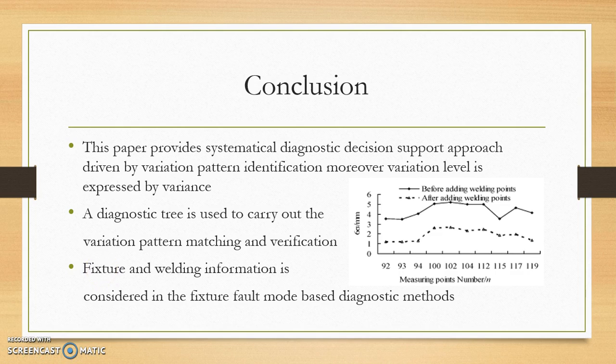Conclusion. This paper provides a systematic diagnostic and decision support approach driven by variation pattern identification. Moreover, variation level is expressed by variance. A diagnostic tree is used to carry out the variation pattern matching and verification. Fixture and welding information is considered in the fixture fault mode based diagnostic methods.